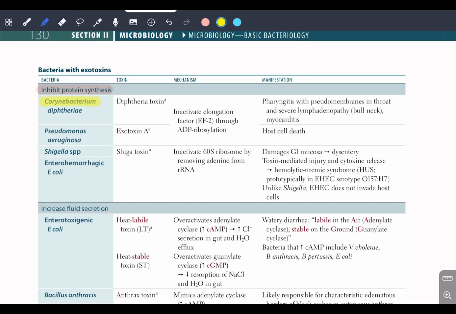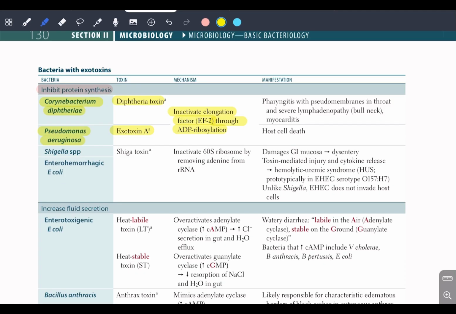If we talk about Corynebacterium diphtheriae, this produces diphtheria toxin. What is the mechanism of this diphtheria toxin? That is, it inactivates elongation factor EF2. EF means elongation factor, through ADP ribosylation. And we have Pseudomonas aeruginosa that produces exotoxin A, which is also a protein synthesis inhibitor.